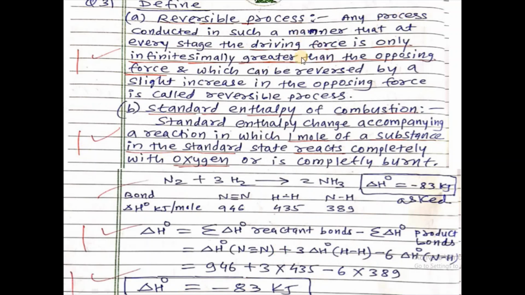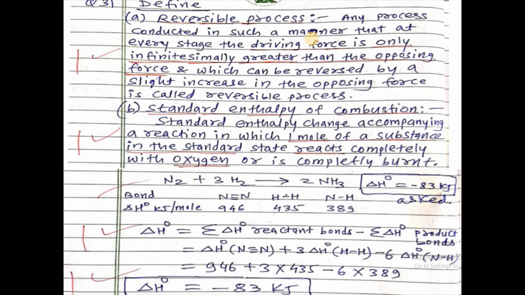Hence a reversible process is any process conducted in such a manner that at every stage the driving force is only infinitesimally greater than the opposing force, and which can be reversed by a slight increase in the opposing force. That means only a small difference is there between driving force and opposing force, and the process can be reversed. This is known as a reversible process, where maximum work is obtained.